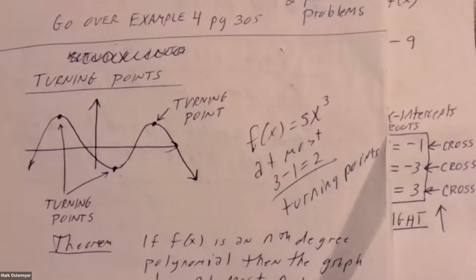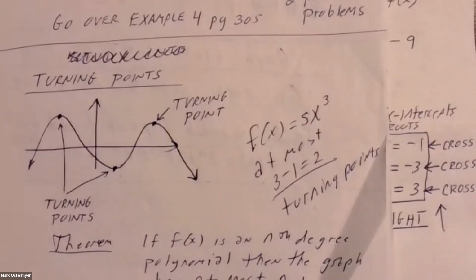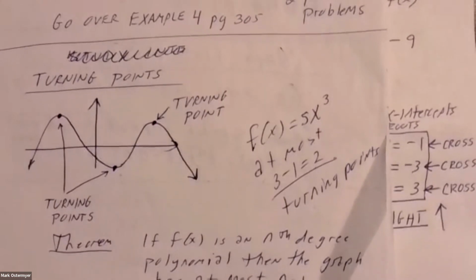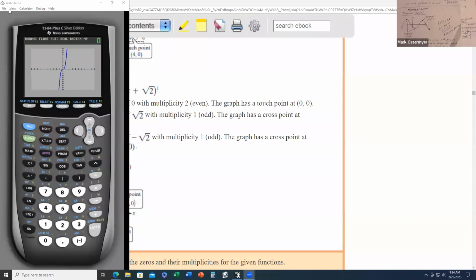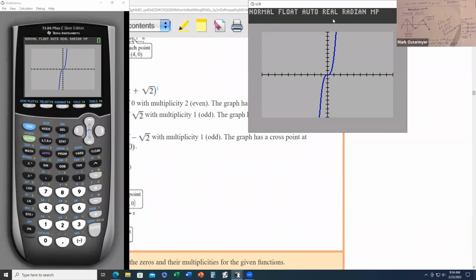Well, the left behavior, being an odd degree polynomial with a positive leading coefficient, will be taking the graph downwards, and the right behavior will be taking the graph what? Upwards, correct? And if you were to throw that function into your graphing calculator, would it have at most 2 turning points? Well, we can take a look here and see if that's the case. At most 2 turning points.